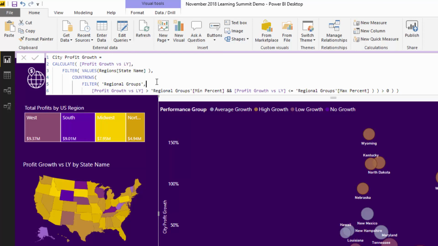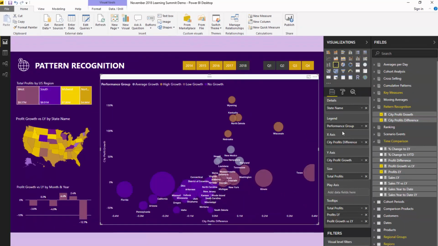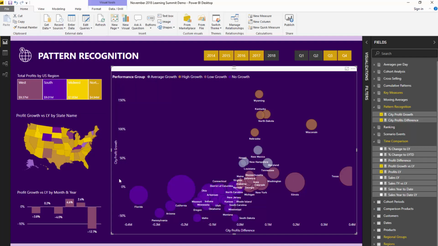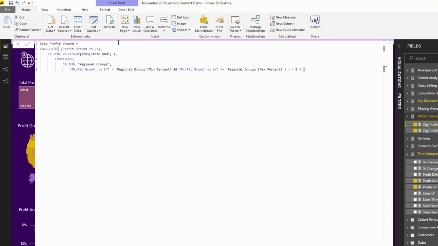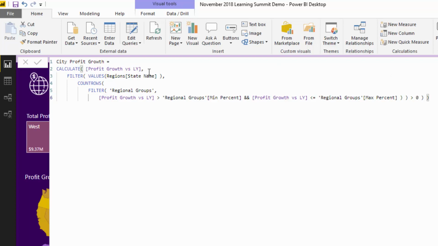Now, I'm only going to go through this technique in this particular one because this is what is represented in this one here. Actually, they both are, but we'll go through this particular axis just so you get the technique. What we need to do is represent or break up the particular states based on this result. So we're going to work through every single state, and that's what this values function here does. We're going to iterate through each individual state, and for each state work out what the profit growth versus last year was and see what group it is in.